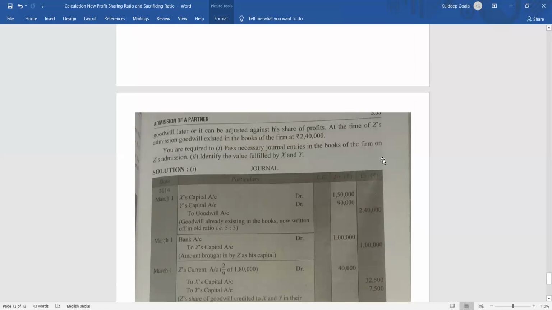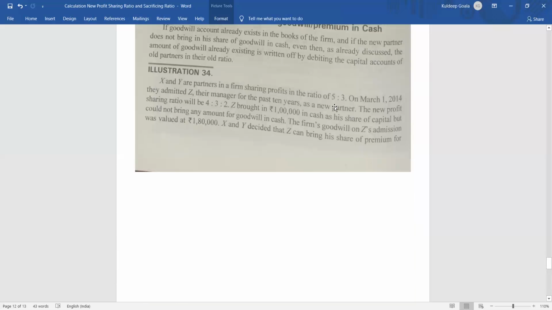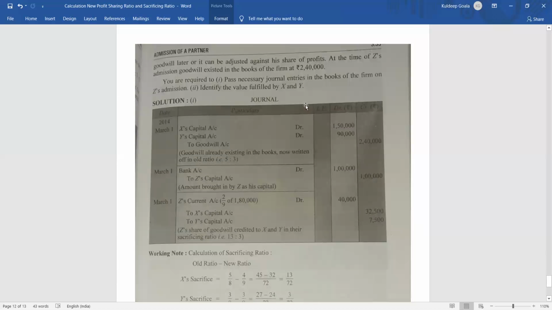But as I told you earlier also, I'm repeating once again, we have skipped here. Since goodwill is appearing, before the admission of the new partner, we have to write it off. So how much are we going to write it off? 2,40,000. In which ratio? Old ratio. Old partners' capital accounts debit to goodwill. So what is the old ratio? The old ratio was 5:3. So 2,40,000 will be written off in the ratio 5:3.